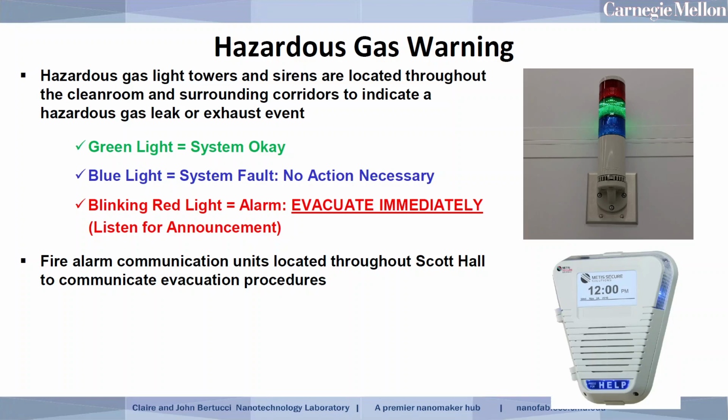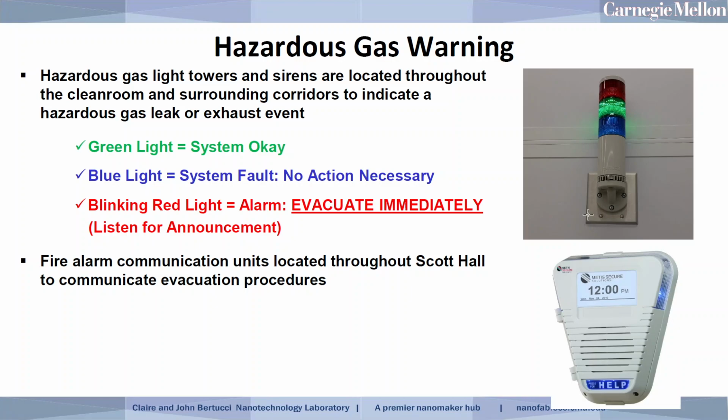So talking a little bit more about the hazardous gas detection system. We talked about the detectors that we have in the lab for the hazardous chemicals. Then we have the detectors located in one area, and throughout the lab we'll have these alarm towers. These are located inside the lab, outside the lab, in the chases and different parts of Scott Hall where we have gas lines running and things like that.